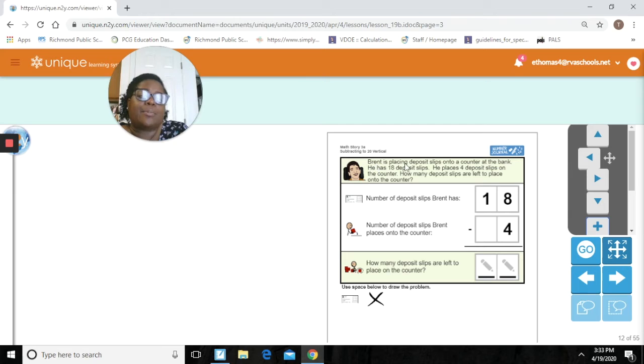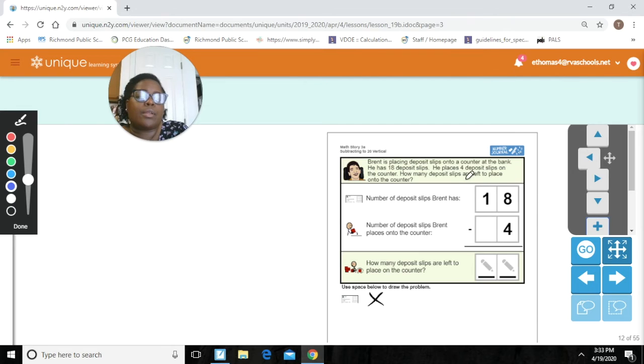All right, so let's read our word problem first. It says Brent is placing deposit slips onto a counter at the bank. He has 18 deposit slips. He places 4 deposit slips on the counter. How many deposit slips are left to place on the counter? So here we have two words, are left. Whenever you see the words are left, that means you're going to subtract, okay? So let's make this a little bit bigger.